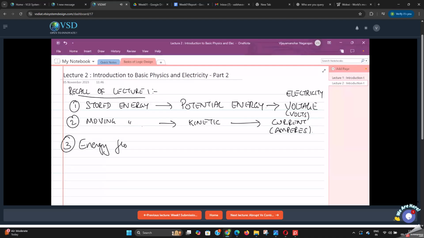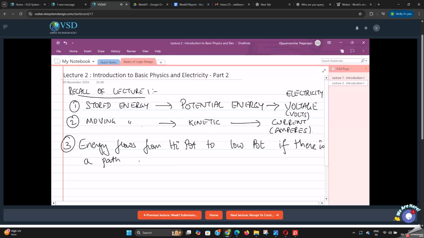And what is the third most important point we saw? Energy flows from high potential to low potential. Always? No. Energy flows from high potential to low potential, true, if there is a path to flow. We saw that, right? If I have a tank in the building over the top, that does not mean that water will automatically flow down. Only when I open the tap, water flows down. If I close the tap, water does not flow down because there is no path for the water to flow.